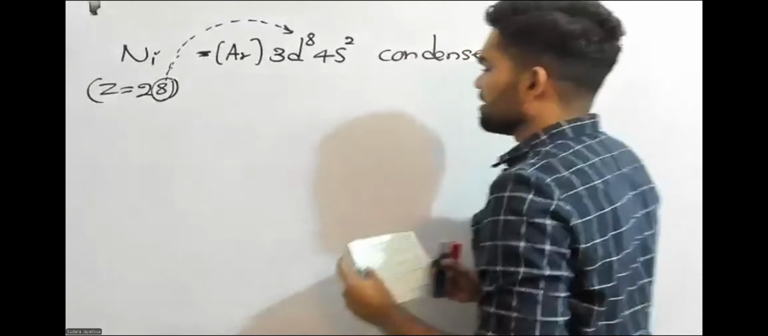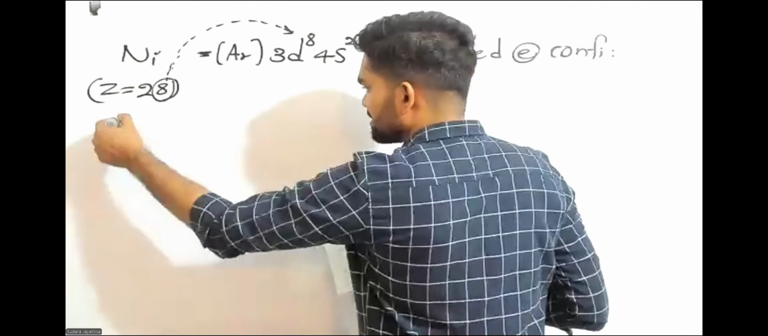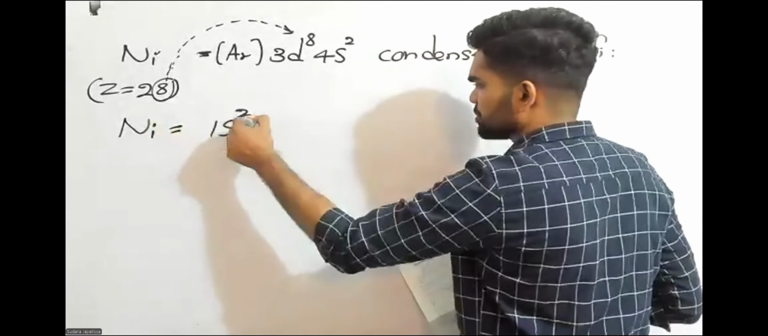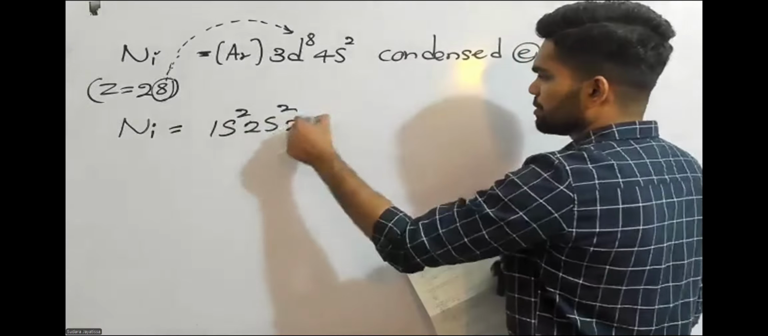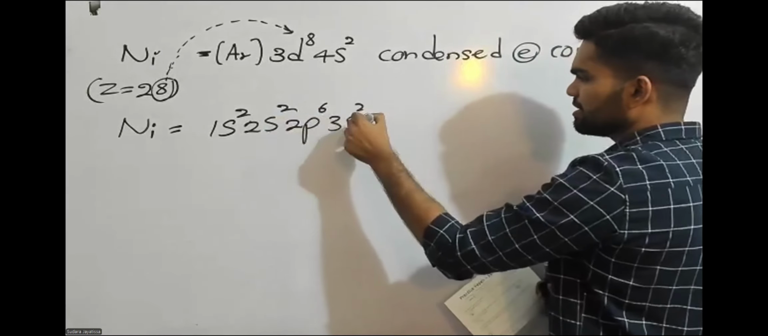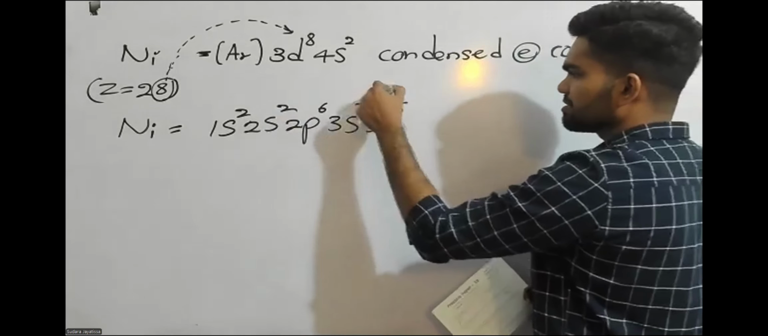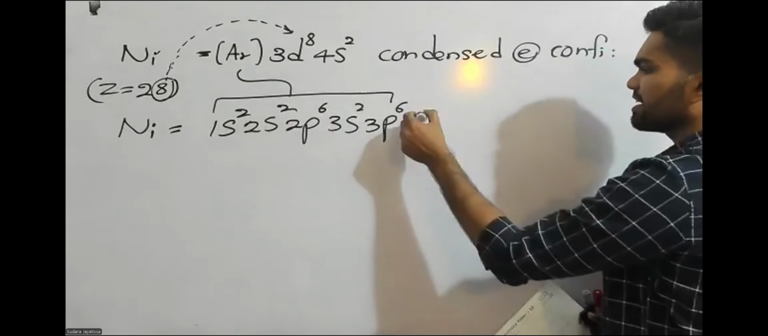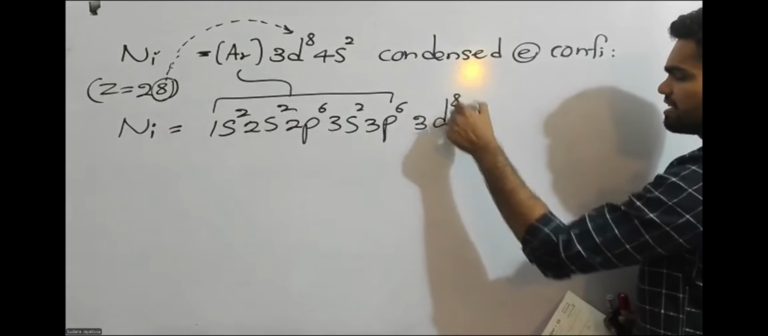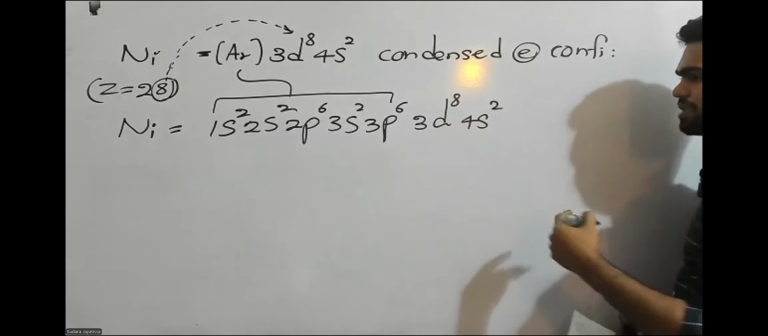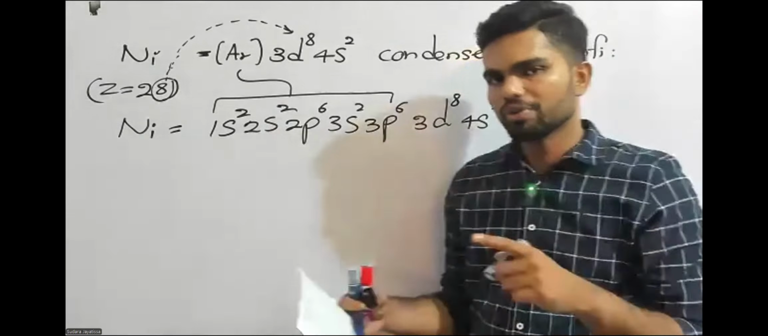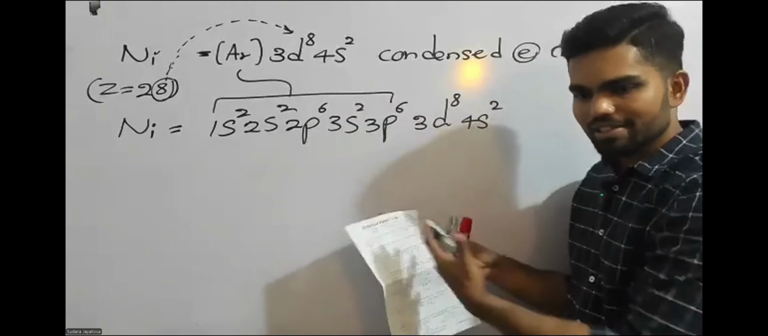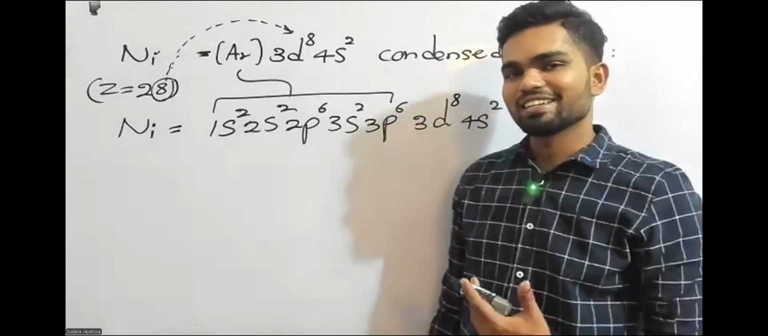Understood? So if you write that electronic configuration, you write 1s2, 2s2, 2p6, 3s2 and 3p6. This is what we take as the argon configuration. Then we can write the rest, 3d8 and 4s2. So even though 4s is filled before 3d, I ask you to write 4s outside, because of this kind of MCQ.